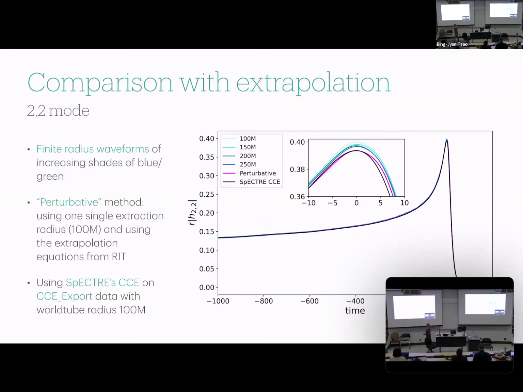Okay, so now we're just looking at the amplitude of the 2-2 mode for some simple comparisons here. What you're seeing in the differing shades of blue is different finite radius waveforms. I've aligned them all to peak at 0. But you can see that they're all kind of trending towards something. And then in pink is what I'm calling the perturbative method. This is the method I described earlier where you can take one finite radius waveform and extrapolate it to infinity by applying these corrections.